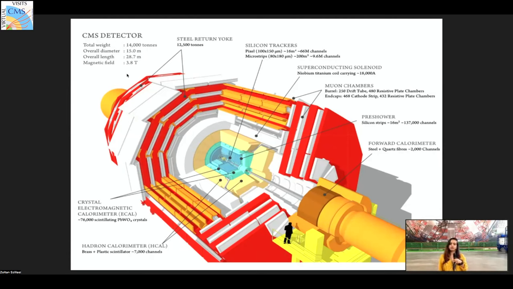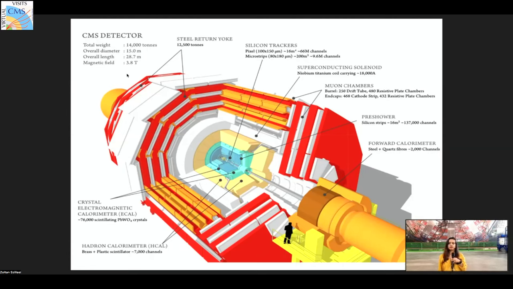It produces a magnetic field of around 3.8 Tesla, which is 100,000 times greater than the magnetic field of the Earth. And then you pass electricity through this coil, which is very, very high, around 18,500 amperes, and it produces a superconducting magnetic field without any resistance. So this is one of the biggest parts of the CMS experiment. The total weight of the CMS, as you can see, is 14,000 tons, and the CMS magnet contributes around 12,000 tons of this weight. So you can now see how big this magnet is.